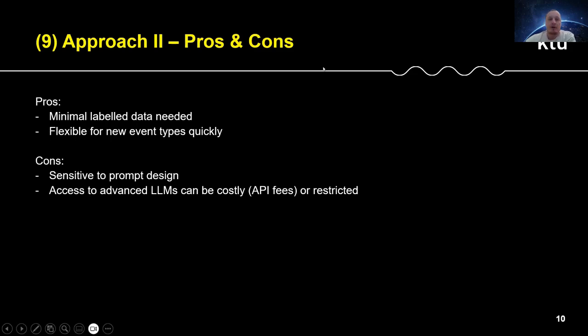As for pros and cons, the main advantage of this approach is that practically no labeled data is needed, so it could be easily extended to other event types. But this approach is also sensitive to prompt design, and access to large language models can be costly, especially the newest and most advanced ones. What's more, those models often experience downtimes or slow performance.